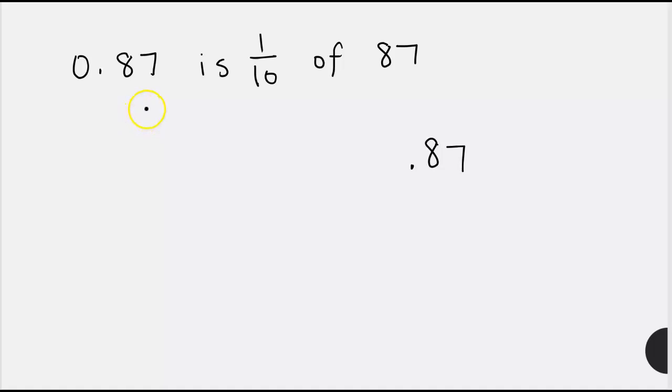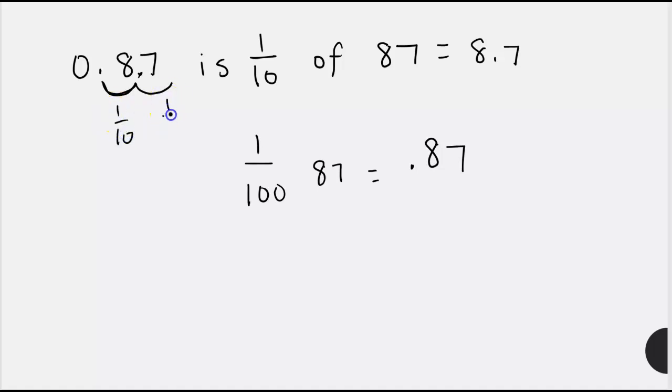But is it really only 1/10, or is it 1/100th of? So if it's 1/10, then I've only moved my decimal place once. So it would be 8.7. If it said 87 hundredths was 1/100th of 87, that would be correct, because I would then move it once, twice, and we know that this is 1/10 and this is 1/10, and together they equal 1/100. Okay, maybe that makes a little bit more sense.